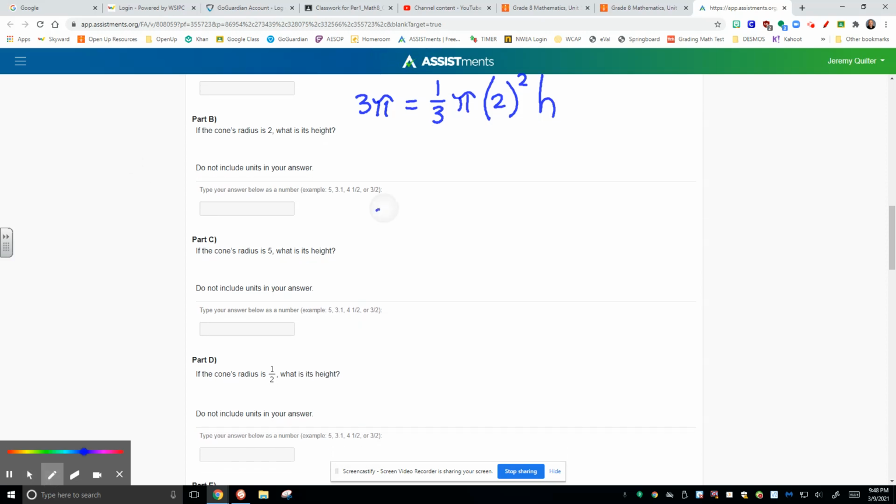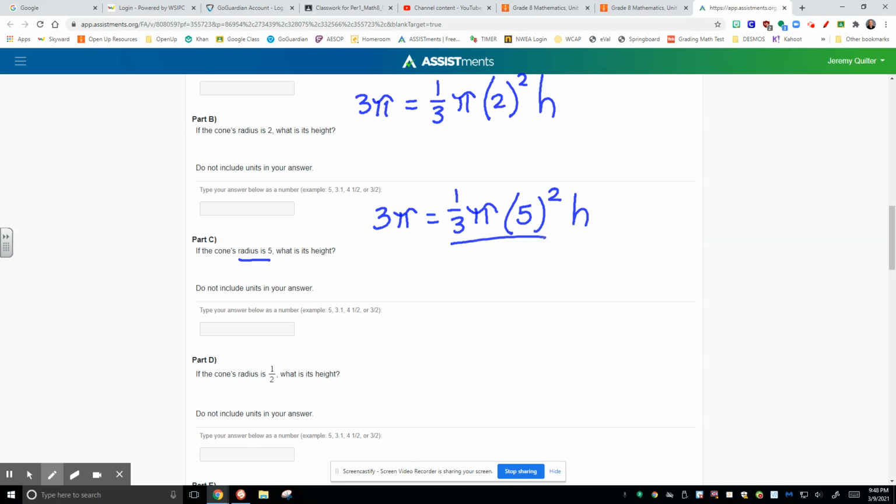going to change. We'll have 3 times pi is equal to 1/3 of pi times, what information did they give us? They give us a radius of 5. So we would have 5 for r. And then we're solving again for h. Remember, simplify this part and then divide the 3 times pi by that part, and you should be able to find the height. Make sure that you're answering in a way that's appropriate to what's been given.